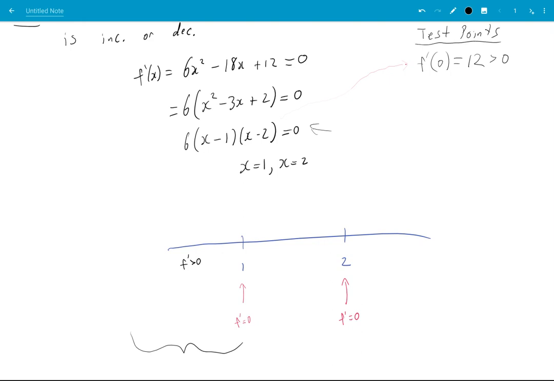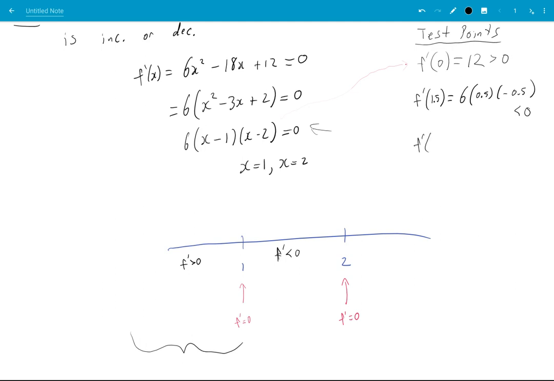How about f prime of something between 1 and 2? You do 1.5. And what do you get? Well, you don't want to actually calculate this. You take 6 times 0.5 times negative 0.5. I don't need to calculate that. I just need to know, is it positive or negative? And this is obviously negative, a single negative, so negative. So I write f prime is less than 0 here.